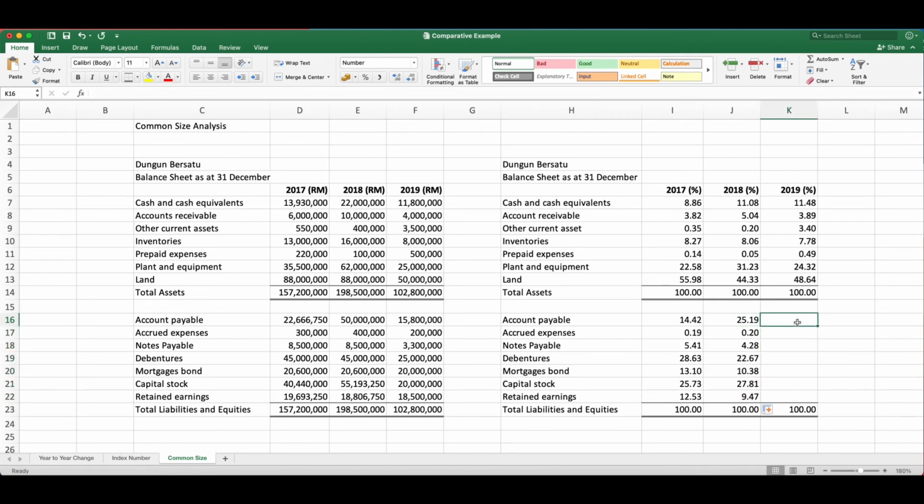And then for 2019, this one equals 15.8 million divided by the total liabilities and equities for the year 2019, which is 102,800,000, and then times 100. So the accounts payable has decreased from 25 to 15.37% in the year 2019. Alright, so this is how you do the common size analysis. You proportion the total assets to 100% and the total liabilities and equities to 100%.